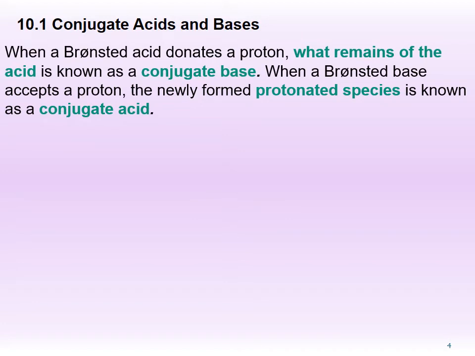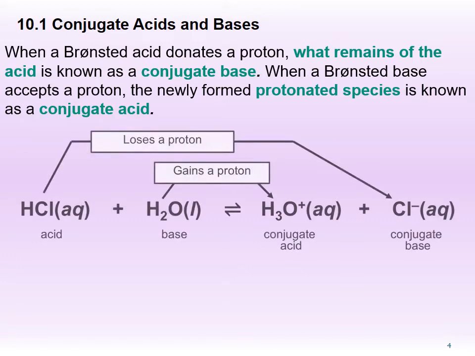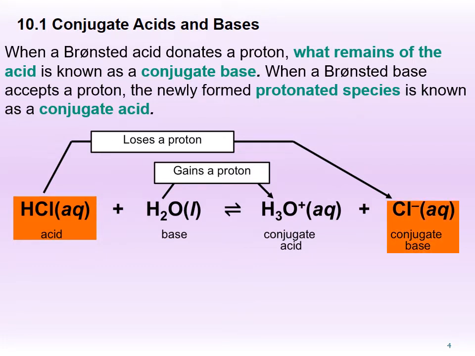When a Bronsted acid donates a proton, what remains of the acid is known as a conjugate base. When a Bronsted base accepts a proton, the newly formed protonated species is known as a conjugate acid. Protonated means to have gained a proton. Conjugate means joined together. For example, after the Bronsted acid HCl donates its H+ to water, it becomes the conjugate base chloride ion Cl-. The Bronsted base water accepts H+ from HCl to become the conjugate acid hydronium ion H3O+.